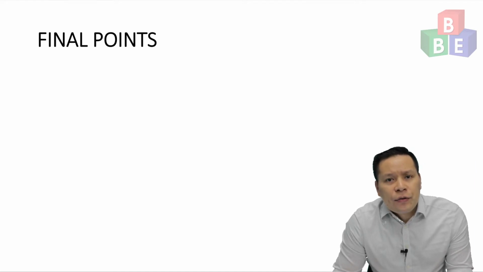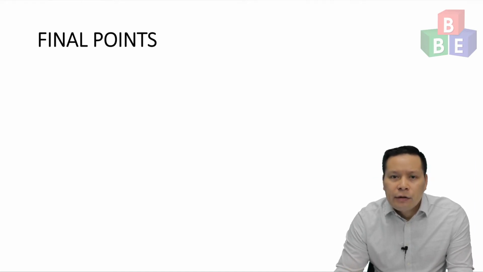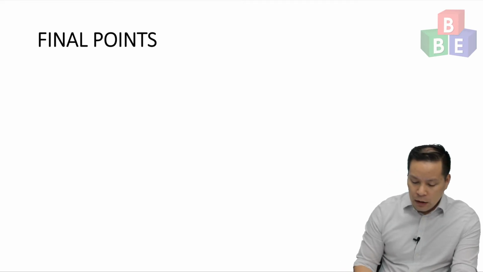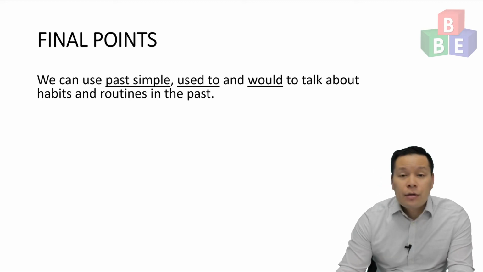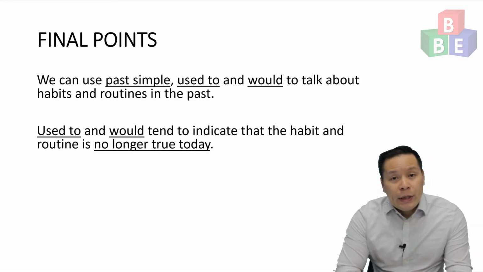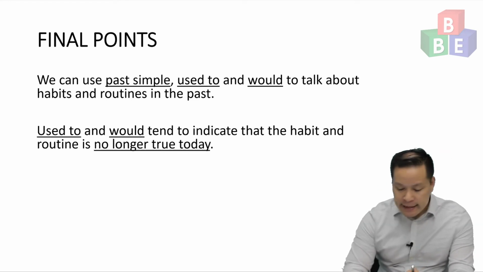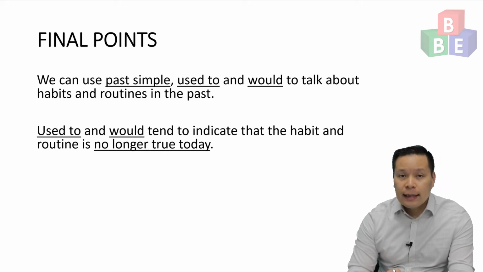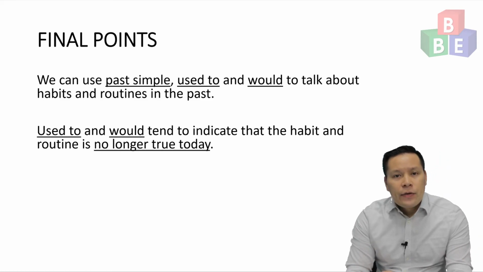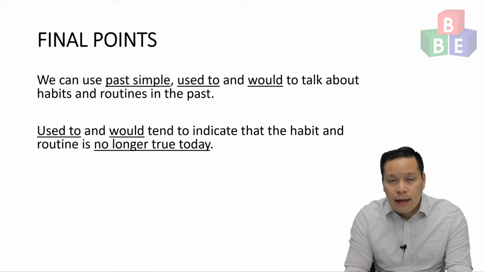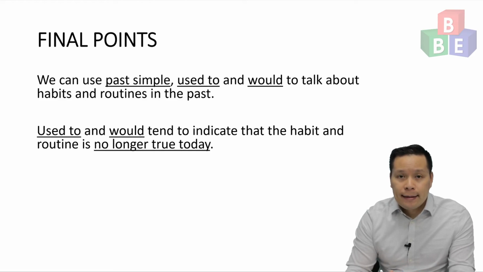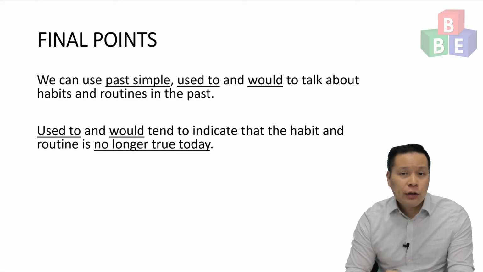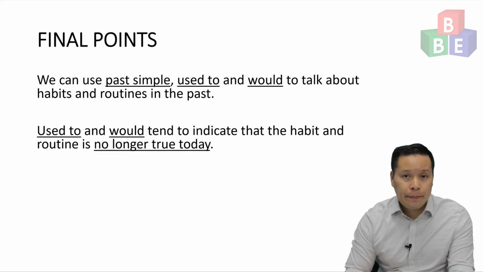So, that concludes the lesson. It's not a very long one, but there are a couple of things that you do need to keep in mind. First of all, we can use past simple, used to, and would to talk about habits and routines in the past. When we use used to and would, it tends to indicate that the past habit and routine is no longer true today. So if we say, I used to play tennis every Friday, it means that today you do not play tennis every Friday. It could mean either you don't play tennis at all, or that you now play tennis on Wednesdays instead.